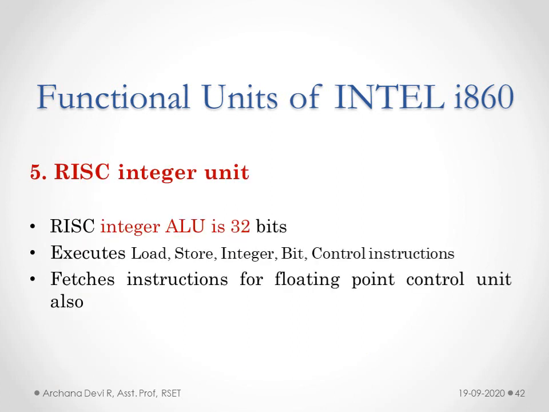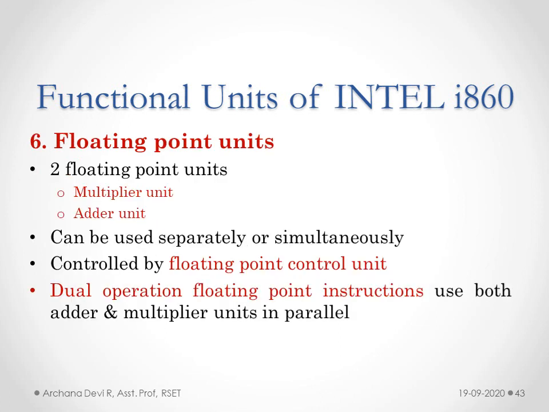Now the integer unit is 32 bits and it can execute load, store, and integer bit control instructions. This unit also fetches instructions for the floating point control unit. Inside the floating point control unit we have two separate units for multiplication and addition. Both of these can be used separately or simultaneously. They are controlled by the floating point control unit, and the dual operation floating point instructions use both adder and multiplier units in parallel. That's why you have two separate units.